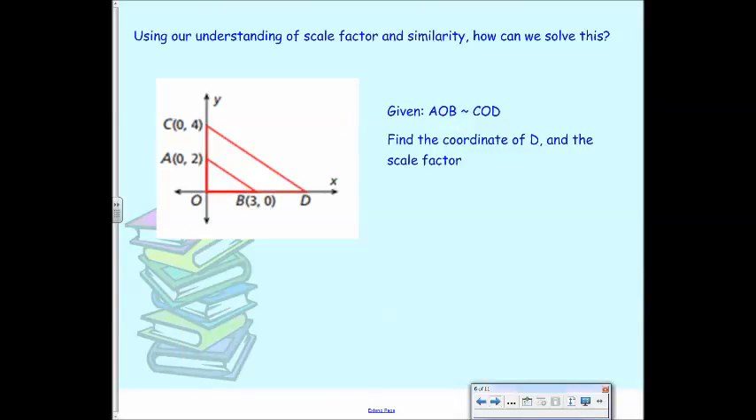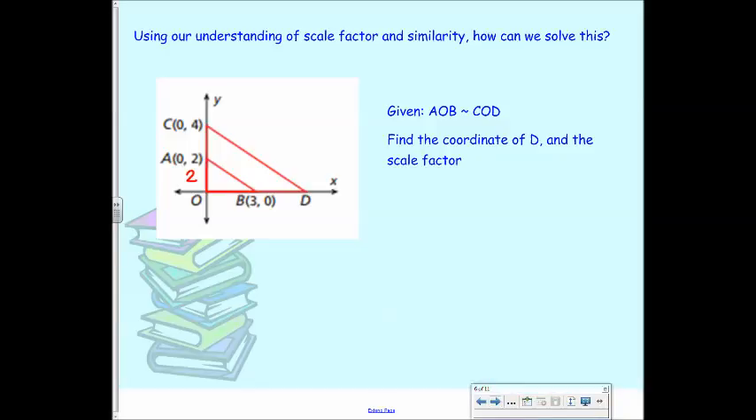Okay, so how would I find coordinate D then? How would I find coordinate D? Given that AOB is similar to COD, so this little triangle is similar to this big triangle, how would I figure out the coordinate of D? Same kind of thing? Okay. How long is AO? Yeah, how long is AO? 2? How do you know that, Gabe? You go up 2 and over none, so it's 2.